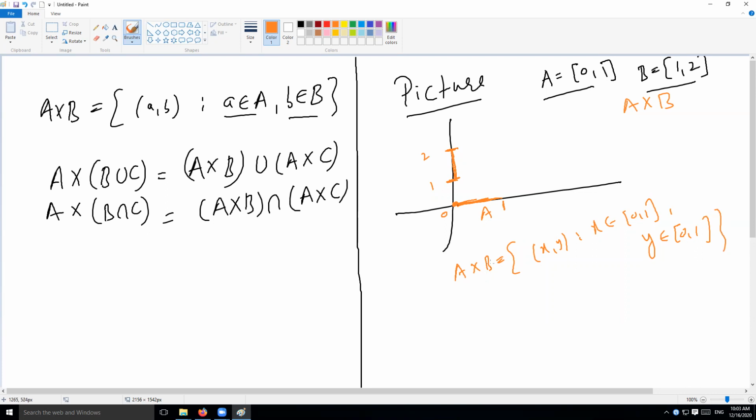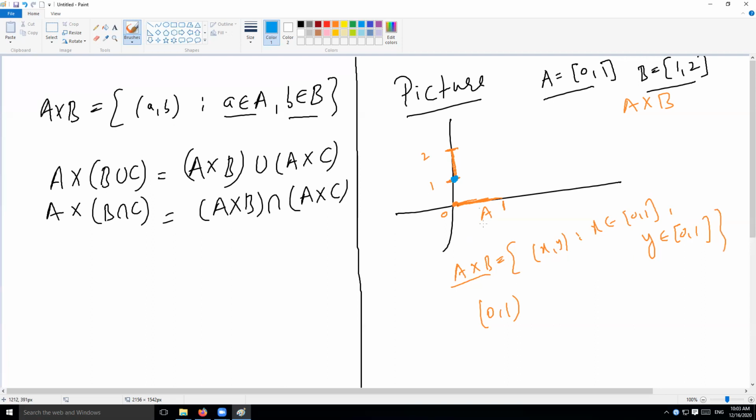Now, which ordered pairs can come inside A cross B? Can someone tell me? Which ordered pairs will come? Is 0, 1 going to be inside? Will 0, 1 be inside? Yes, A cross B. By the way, where is the point 0, 1? So 0, 1 is this point, right?